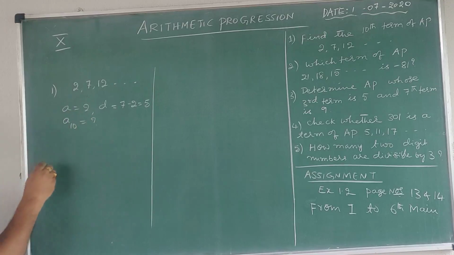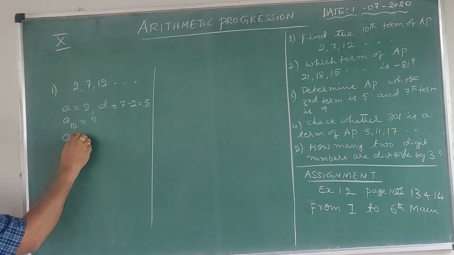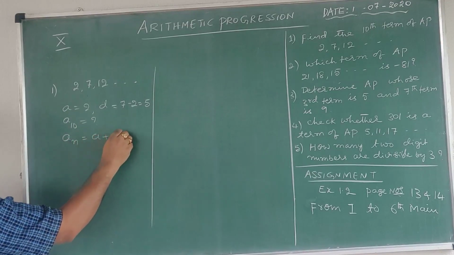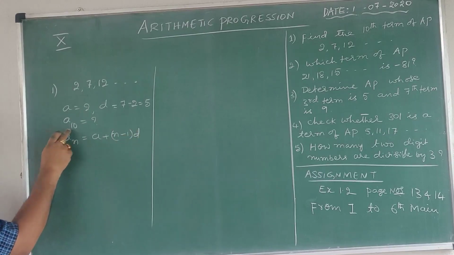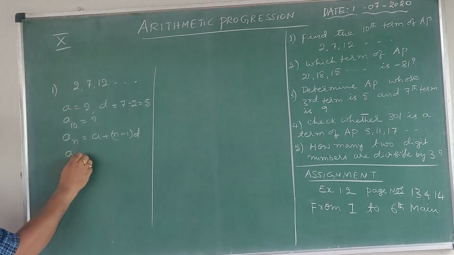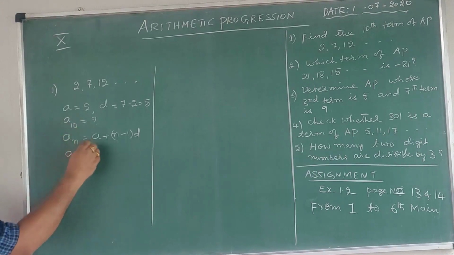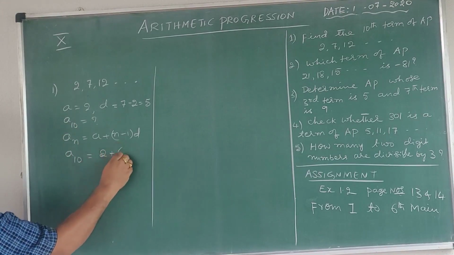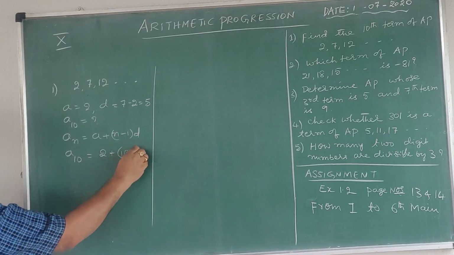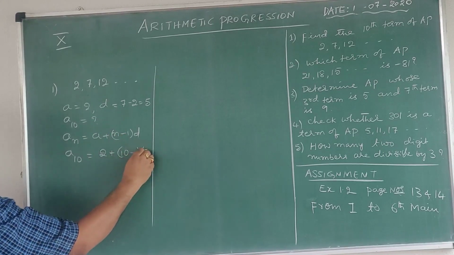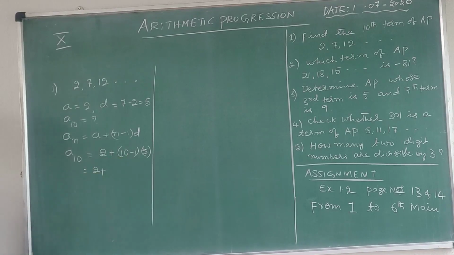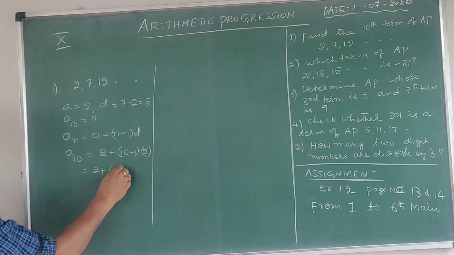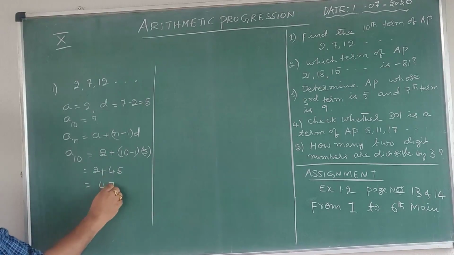Write the formula a_n equals a plus (n minus 1) into d, and substitute here. For a_10, in place of n, write 10. In place of a, write 2, plus n is 10 minus 1 into common difference, which is 5. So 2 plus 10 minus 1, 9 into 5, 45. So a_10 is equal to 47. So this is the 10th term.